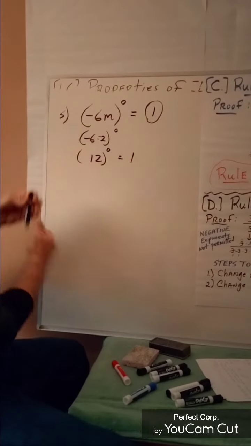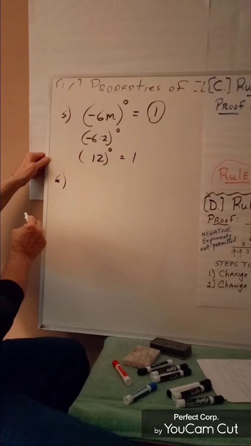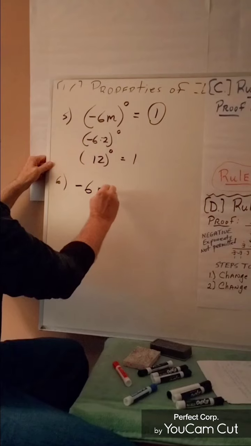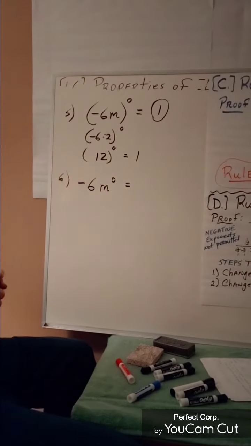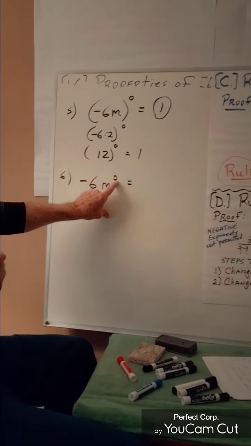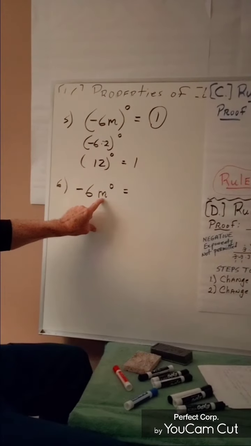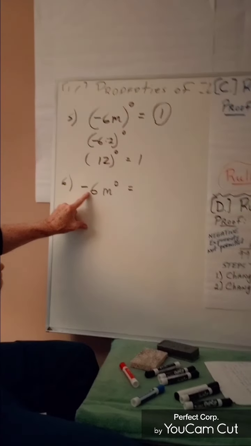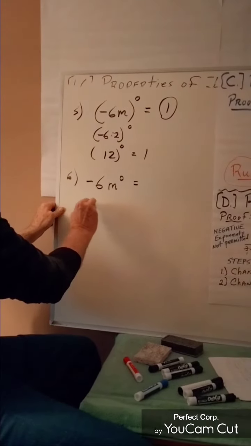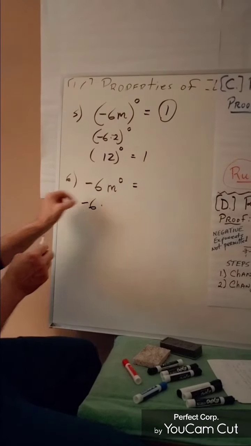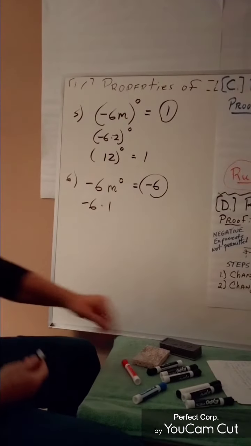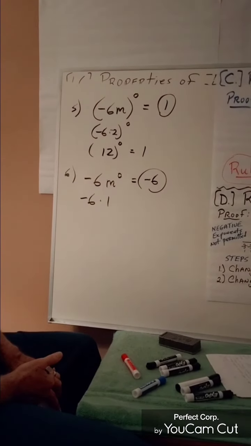But now we go to number 6, and it just changes slightly, and it goes to this. Like you know, that 0 is only referring to its base of m. The negative 6 is not part of the base. It's just a coefficient factor. Bring it down. m to the 0 is 1. Negative 6. Just a little different.